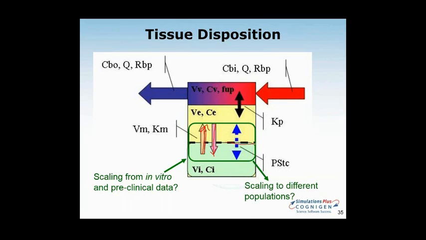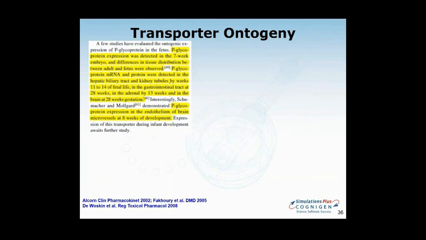One is low passive diffusion through the cell membranes, and the other is the effect of the transporter. When it comes to transporter ontogeny, there is very little information available in the literature on the ontogeny of individual transporters. Here is just a snapshot from one publication showing some more qualitative information about the changes in PGP.